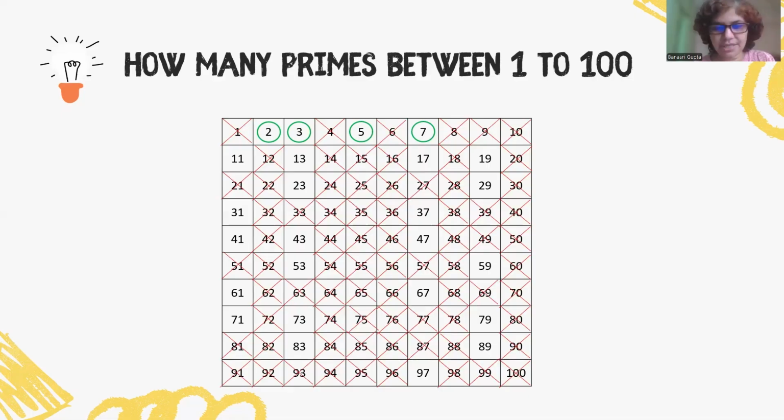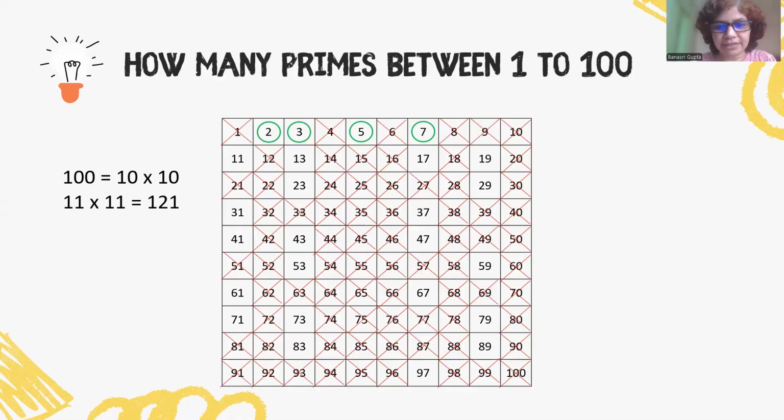Now one interesting thing to notice is we don't need to do this crossing out again because we have found all the prime numbers below 10. We see that 100 is 10 into 10. Also we see that 11 into 11 is 121, which is greater than 100.